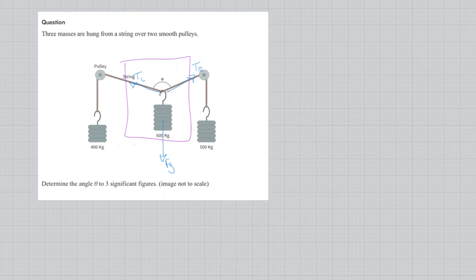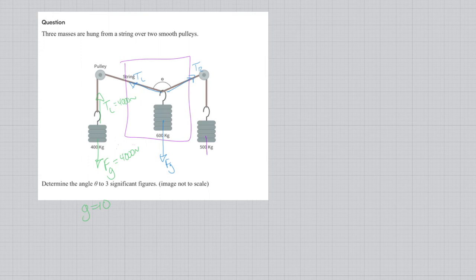So if we focus on the object on the left, this only has two forces, which would be the force of gravity, and we'll call this T left. And really the tension in this string is going to be consistent. So whatever this value is, it's going to be this value. And so we're just going to use g as equal to 10 in this problem. So the force of gravity in this case would be 4,000 newtons. So then my T left is also 4,000 newtons.